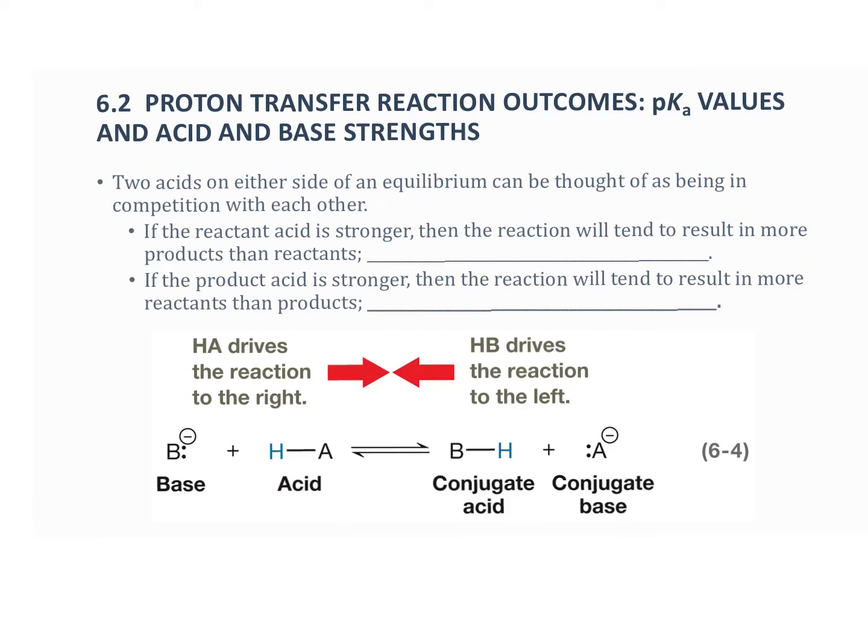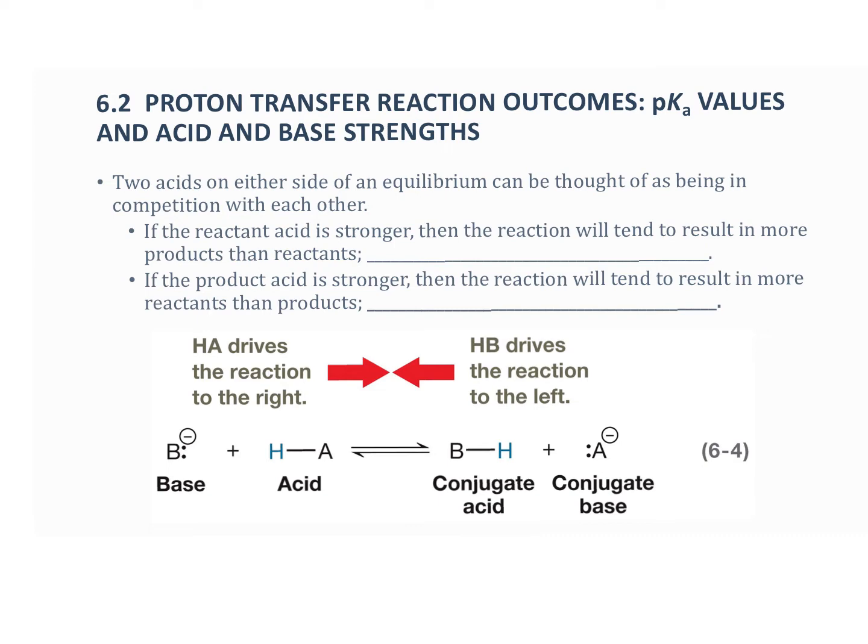Even though a proton transfer reaction can be written for any combination of acid and base, not every reaction will occur. And what that means is not every proton transfer reaction will favor products. To better understand why some proton transfer reactions favor products and others don't, let's look at this generic proton transfer reaction shown in equation 6.4.